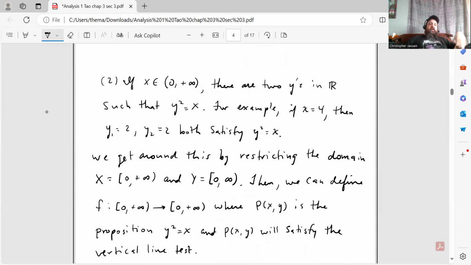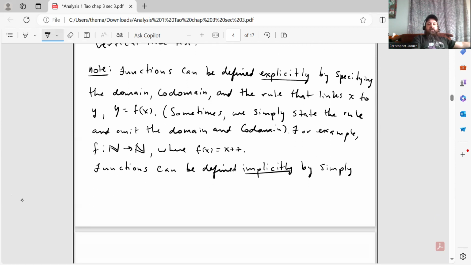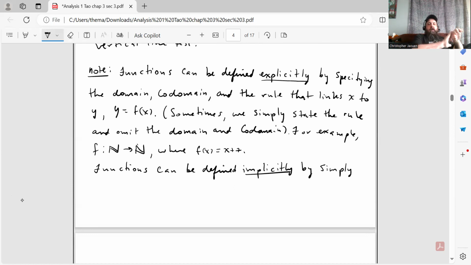So to get around this, we restrict the domain and the codomain X and Y, we haven't talked about ranges yet, to be the non-negative real numbers. Then we can define a function f from the non-negative real numbers to the non-negative real numbers, where P(x,y) is the proposition y squared equals x, and P(x,y) will satisfy the vertical line test. This is an example of an implicit definition for a function. He talks about implicit versus explicit definitions, and then a little note that he has.